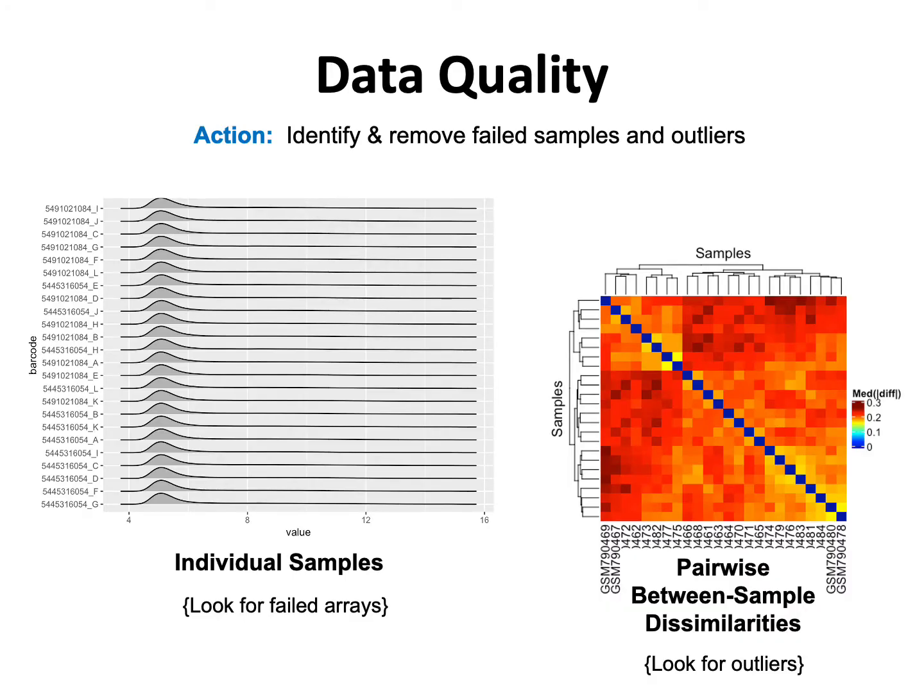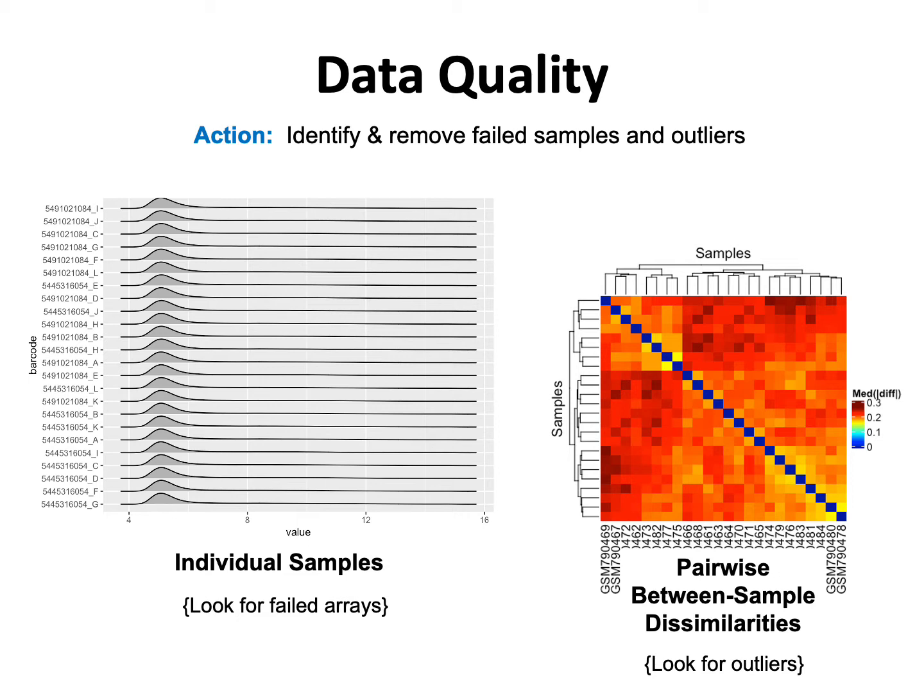So any analysis should begin with assessing the quality of the data. Here, the goal would be to identify and remove failed samples or outliers from your data set. So here on the left, I have density plots. In this data set, we have 24 different samples, and this is a stacked density plot of these 24 samples. The values range from a little below 4 to about 16, on that log intensity scale, with most values occurring down in the 5 to 6 range.